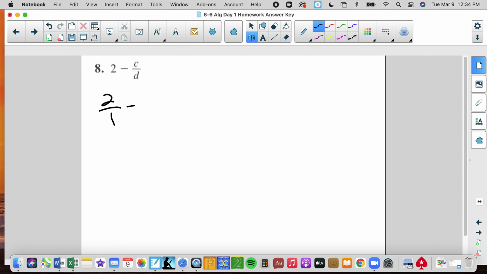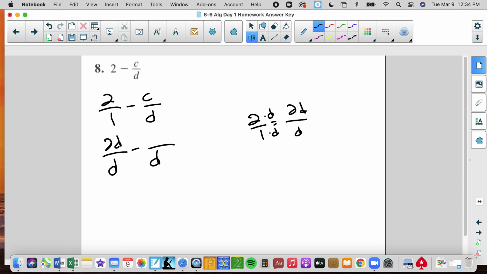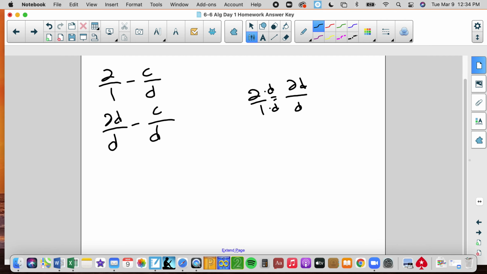2 over 1 minus c over d. Common denominator is d. We have to convert 2 over 1 to d's. We're going to multiply it by d. You get 2d. And c over d stays. So we get 2d minus c over d. That cannot be factored.